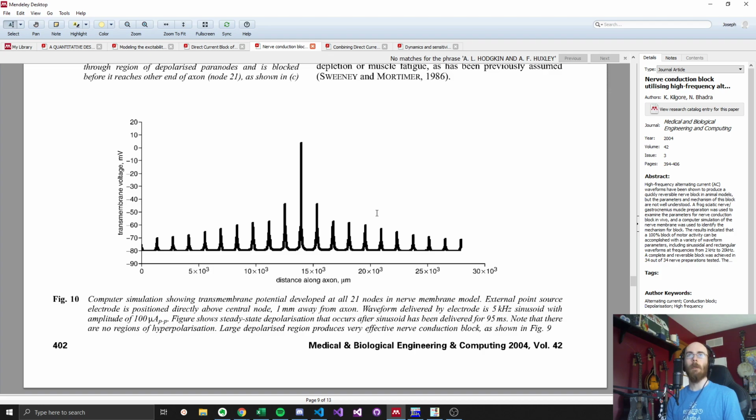Now, what's weird about this profile in comparison to a DC, or what's different about it? What we notice that's different is we don't have those virtual opposite polarities. All of this is depolarized. There's no hyperpolarized region, and that's something interesting with high frequency. We don't get those hyperpolarized regions, and we don't really consider that portion that we normally would have to consider in DC.